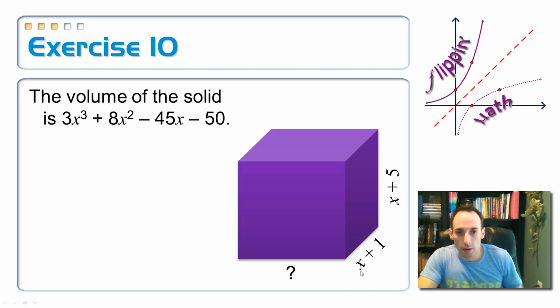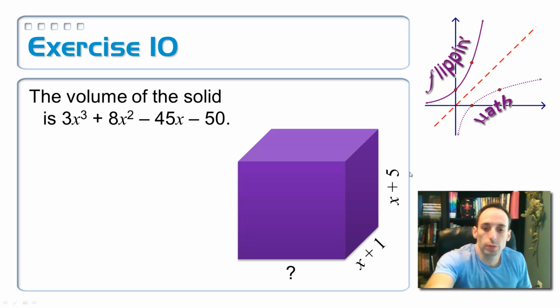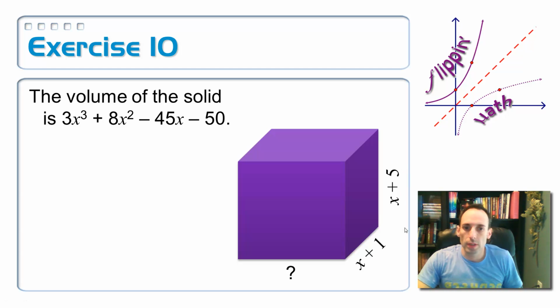And since I'm dividing by x plus 1 and x plus 5, we can do this by synthetic division. So let's do this one first. It's a plus 1, so I'm going to put a negative 1 on the outside of the box.